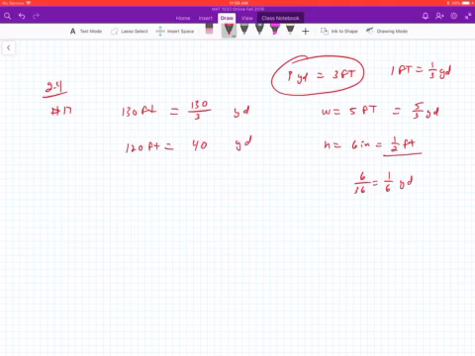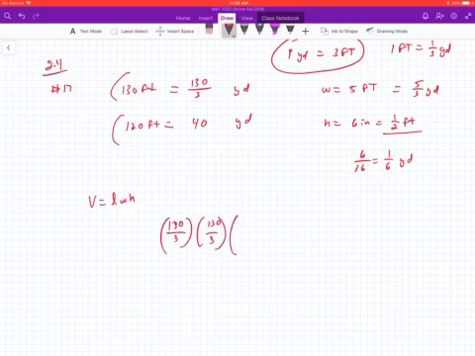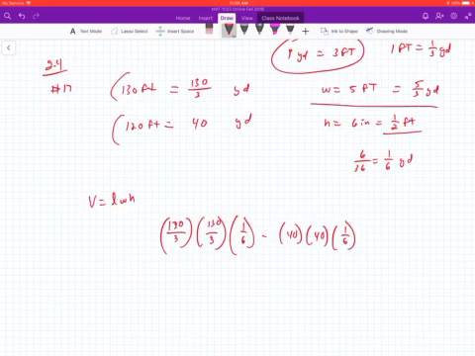And so what we're going to do now is find the difference between the outside and the inside. The volume is the length times the width times the height. So we're going to do 130 over 3 times 130 over 3, times 1/6, minus 40 times 40, my length times width, times the height, which is 1/6. We really didn't even need to calculate this one up here.